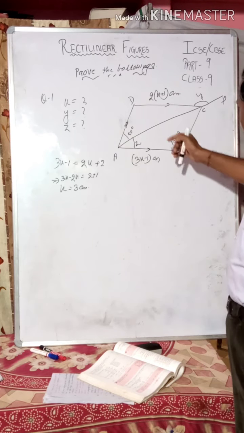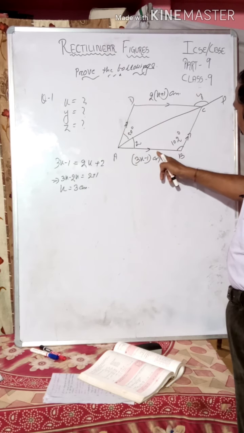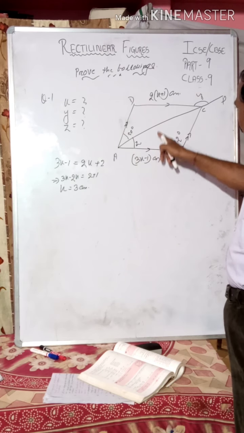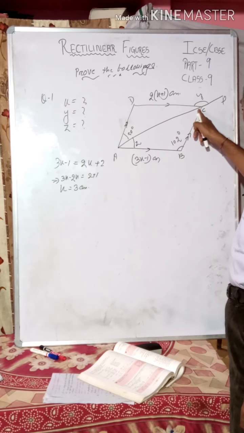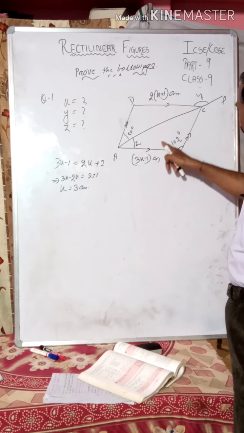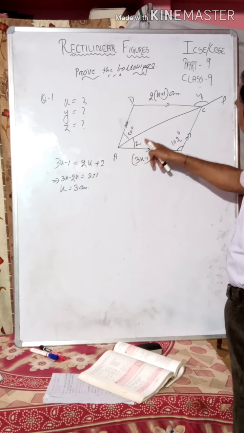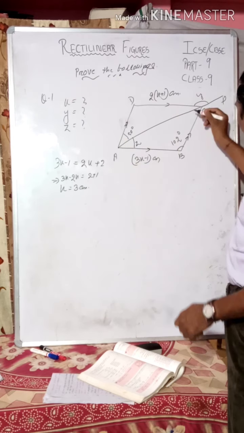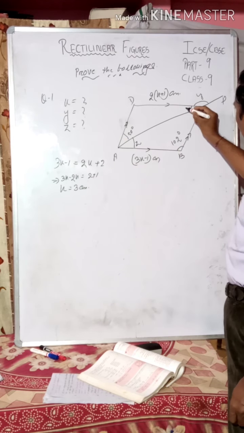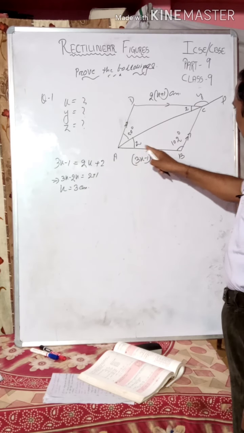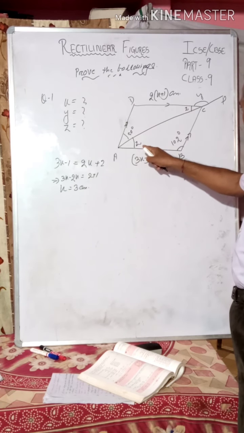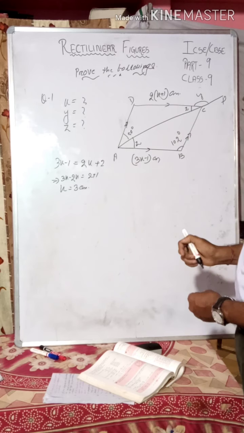Look, these are the parallel lines. AB and CD are parallel to each other. AC is the transversal. This is parallel to this, so this angle is equal to Z. This will be angle Z because it is an alternate interior angle. This is parallel to this, and this is the transversal. So this is Z, and also this is Z. Now look.